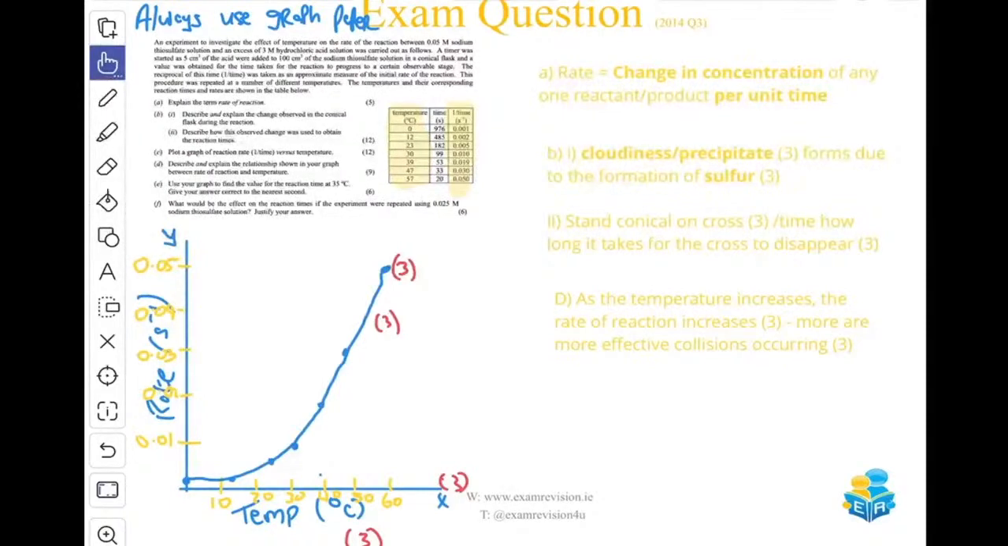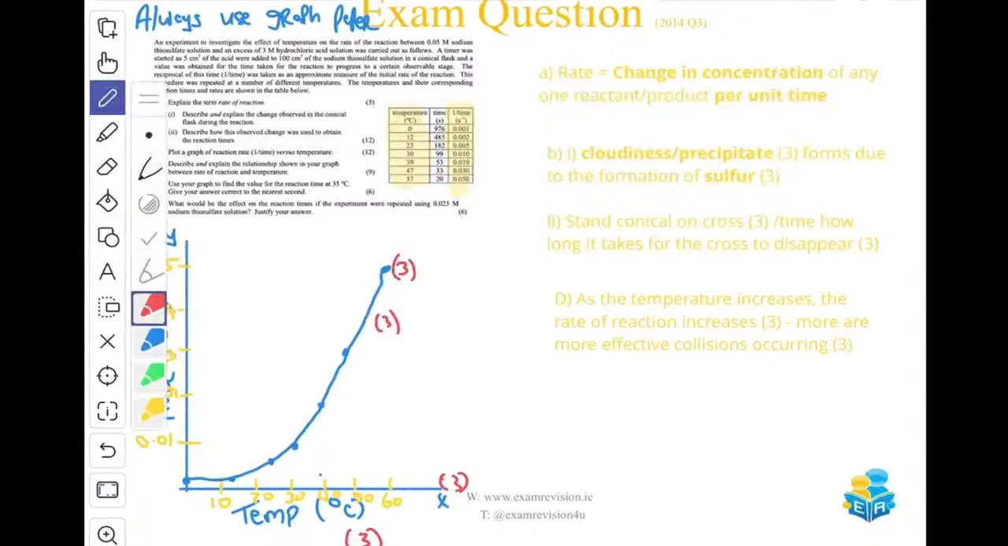E. Part E asks you to use the graph to find the value of the reaction time at 35 degrees. So you're being asked for the reaction time at 35 degrees. What you would do is, in green, go up at 35 degrees until you hit the graph, and then go across and you reach a point here. Now, what that gives you is the rate.